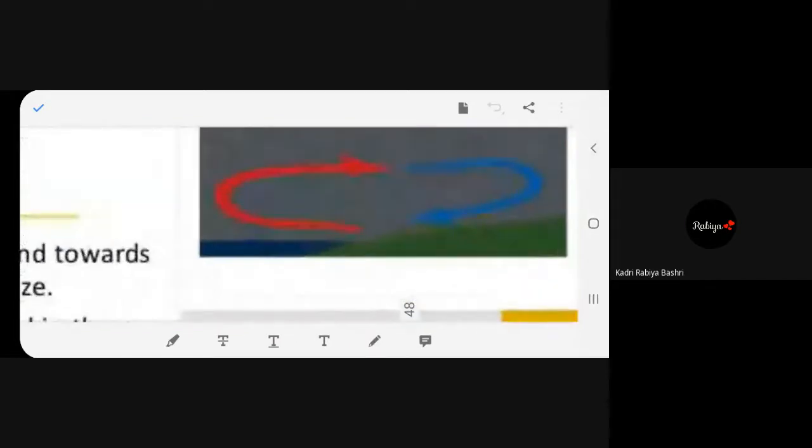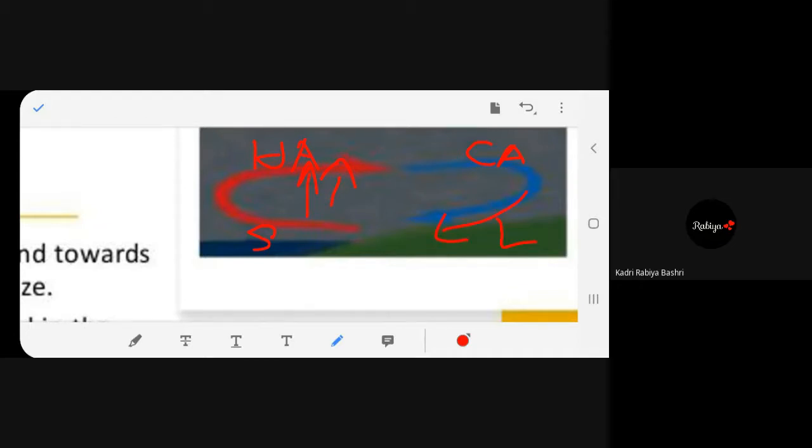The same way here. Which one is red color, beta? Red color is hot air. This is land and this is sea. And this is cold air. So hot air rises from the sea during night time and the cold air from the land moves towards the sea. So what does it become? Land breeze. Is this okay? It becomes land breeze. Right, beta?